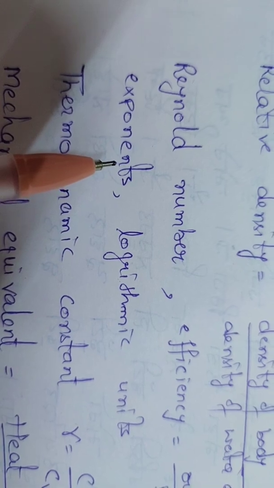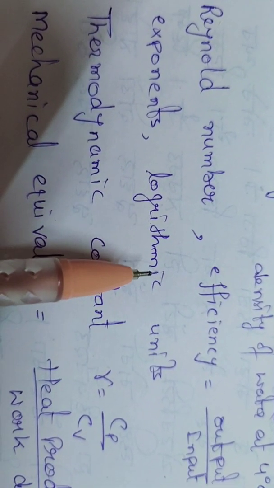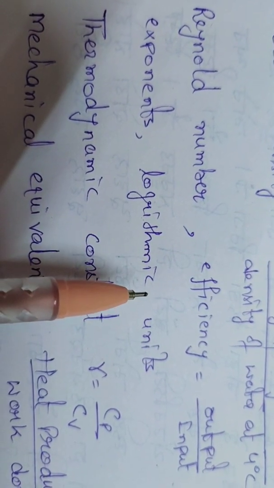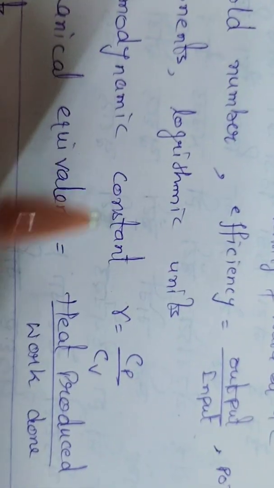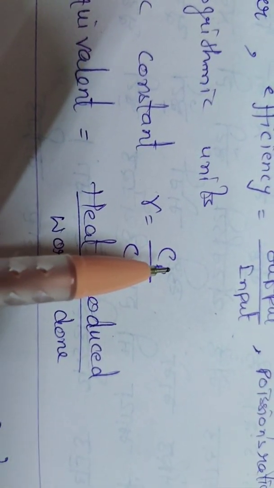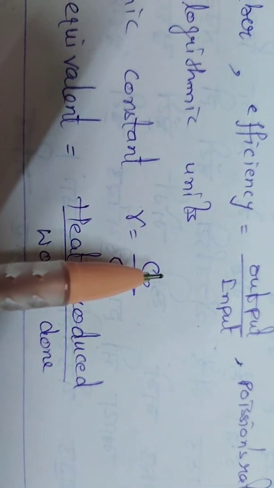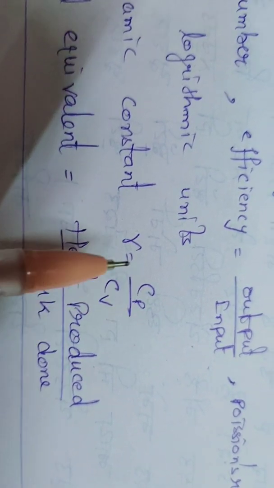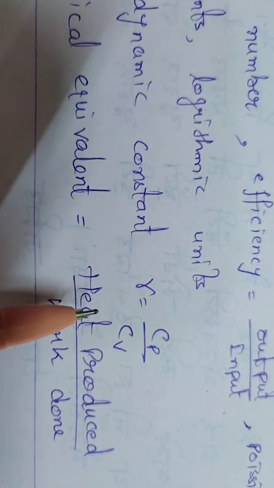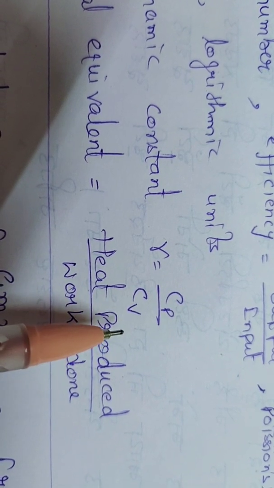One thing should be kept in mind, that exponents and logarithmic units, if you are going to operate, such as sound, the intensity of sound is in logarithmic units, so they do not have a dimensional formula. The thermodynamical constant gamma is defined as the specific heat at constant pressure to the specific heat at constant volume. Specific heat upon specific heat, their dimensional formulas will get cancelled, so gamma does not have a dimensional formula. Joule's mechanical equivalent of heat means heat produced per unit work done. Heat is a form of energy.